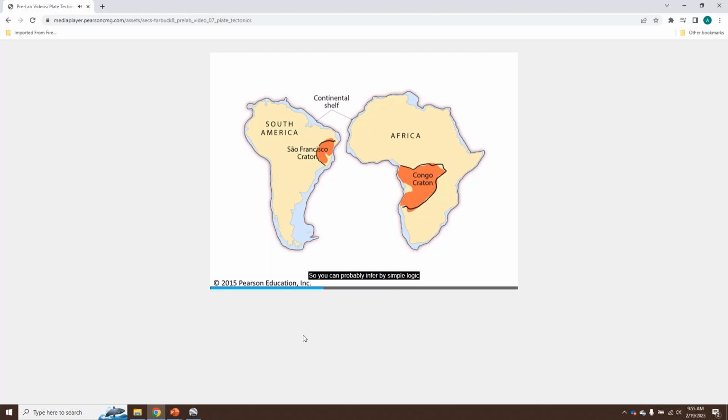So you can probably infer by simple logic that if the Sao Francisco craton and the Congo craton are really part of the same craton, then we would expect that the age of that craton would be older than the breakup, that South America and Africa broke up sometime after that craton originally formed. In other words, it would be a way of figuring out the timing of the plate tectonic motions.